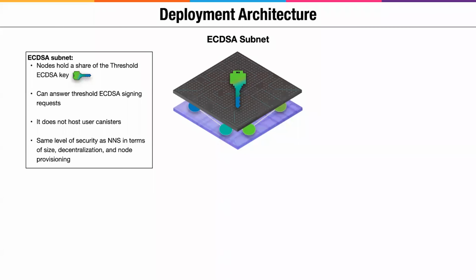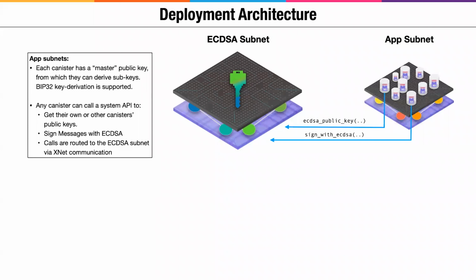than for the NNS. So if we go on, we will have other subnets which are not ECDSA enabled. Those subnets have user canisters on them, and those canisters can now make use of the ECDSA functionality. So a canister will be able to retrieve its own public key and make use of its own private key for signing operations. And now let's talk a bit about how the key management works.